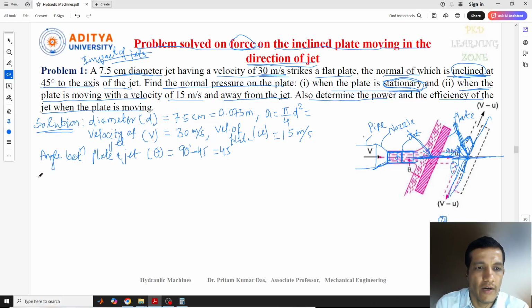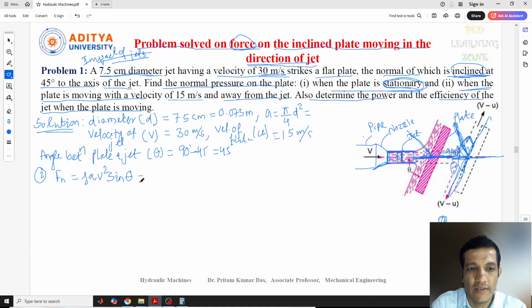So first of all, we need to find out the force for the case when the plate is in stationary condition. When the plate is stationary, we know that the normal force which is acting on it, that is Fn, equal to, the formula is rho A v square sine theta, because here actually the plate is inclined. That's why, for the normal force when the plate is stationary, not in moving condition, we got this formula: rho A v square sine theta. We already derived this formula in our previous video lecture.